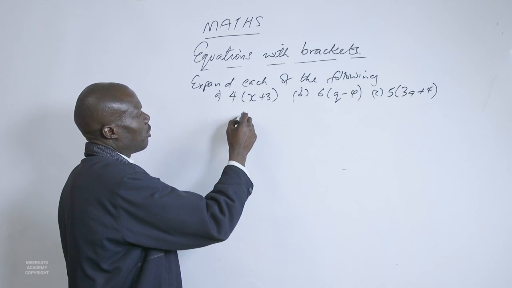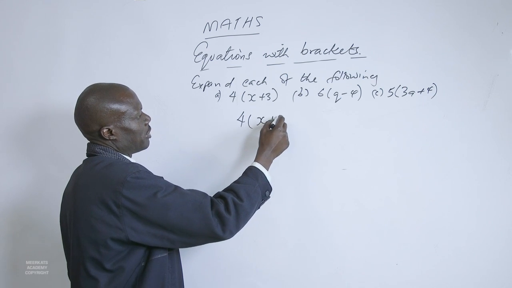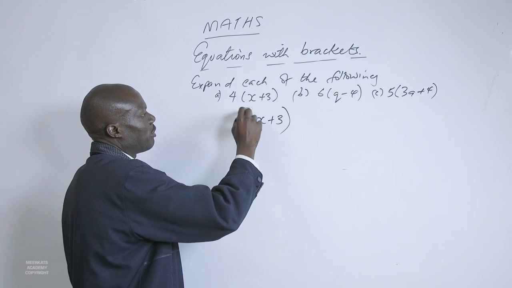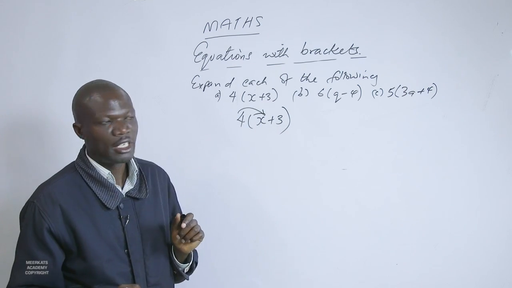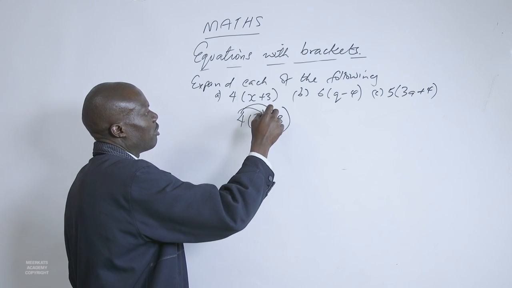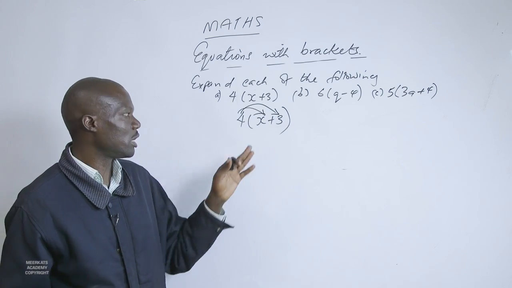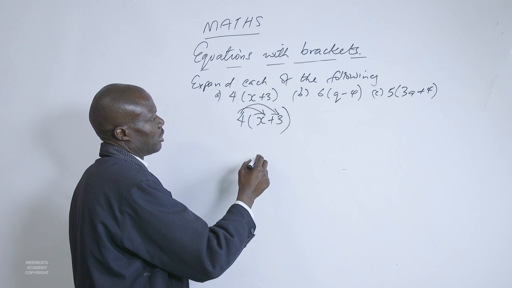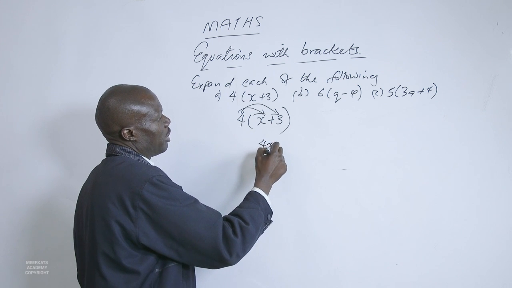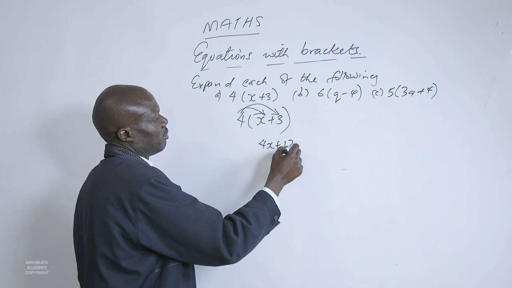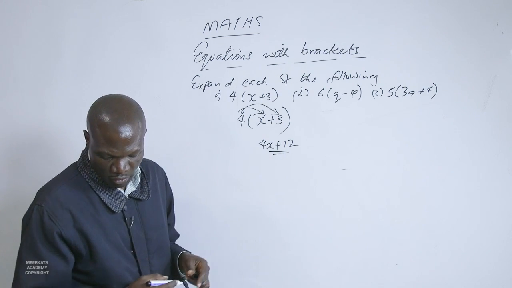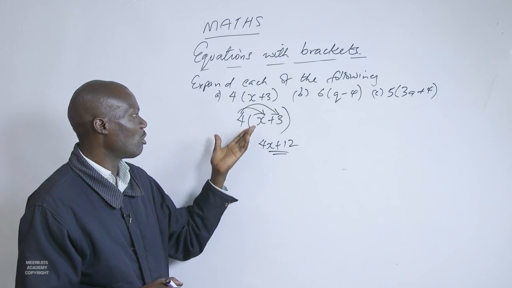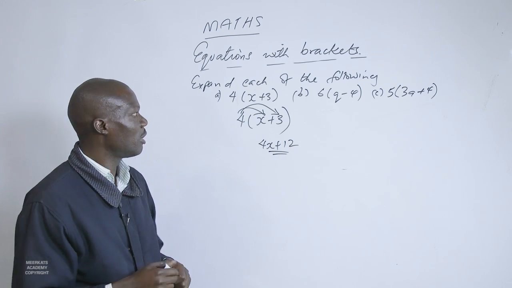Let us start from the first one. If we have 4 into x plus 3, to expand this using the distributive law, you first take 4 and multiply by the first term, then take the same 4 and multiply by the second term, maintaining the sign that exists between the two. So this gives us 4x plus 12. That is the expanded form when you open the brackets.